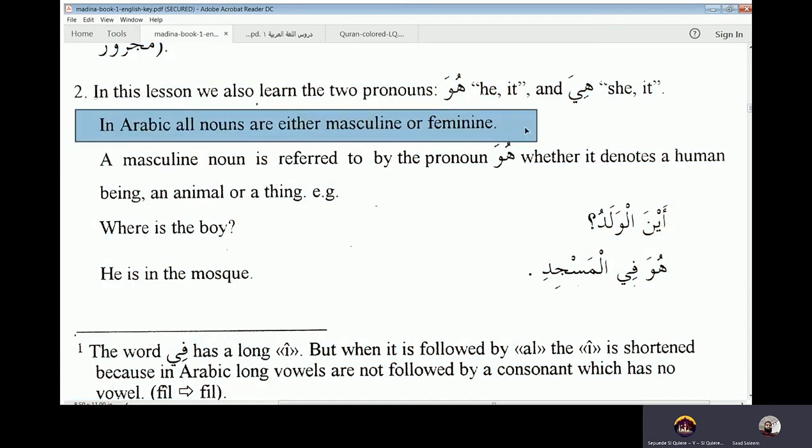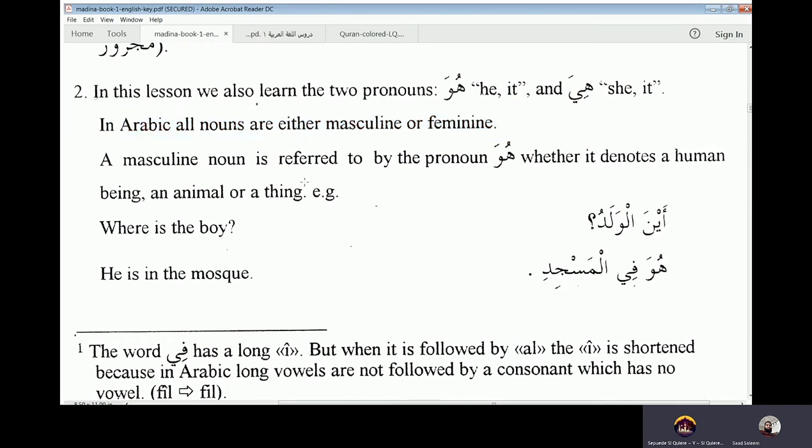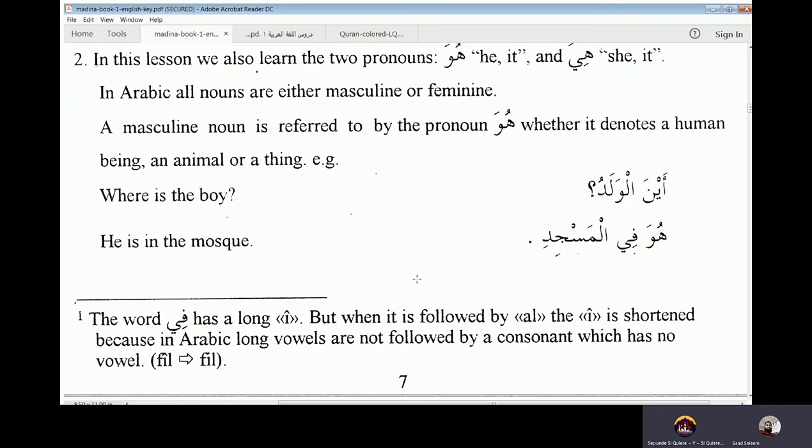In Arabic, all nouns are either masculine or feminine. A masculine noun is referred to by the pronoun huwa, whether it denotes a human being or animal or thing, etc. Where is the boy? Aina al-waladu. He is in the masjid. Huwa fil masjid.